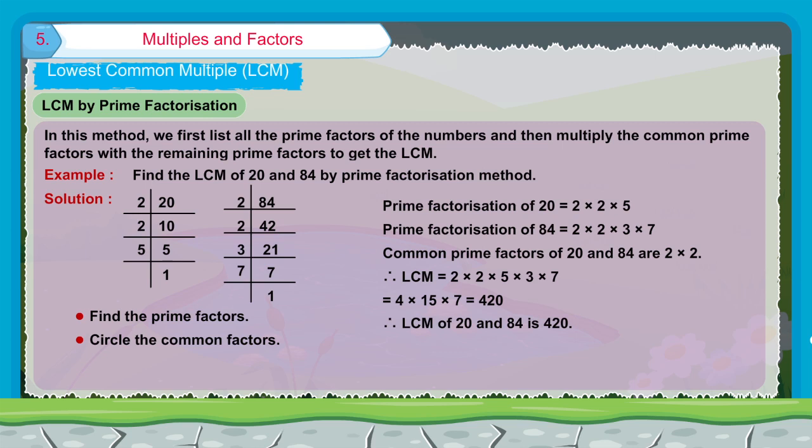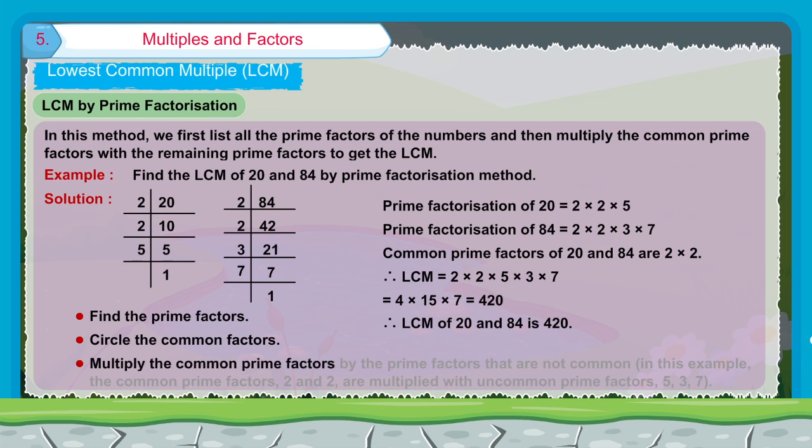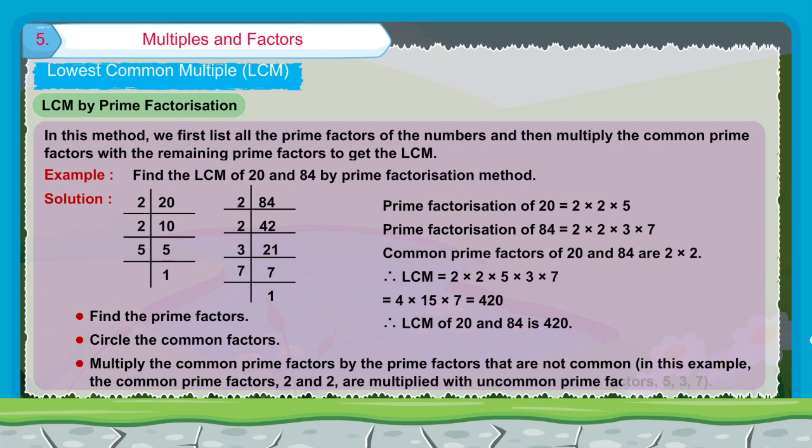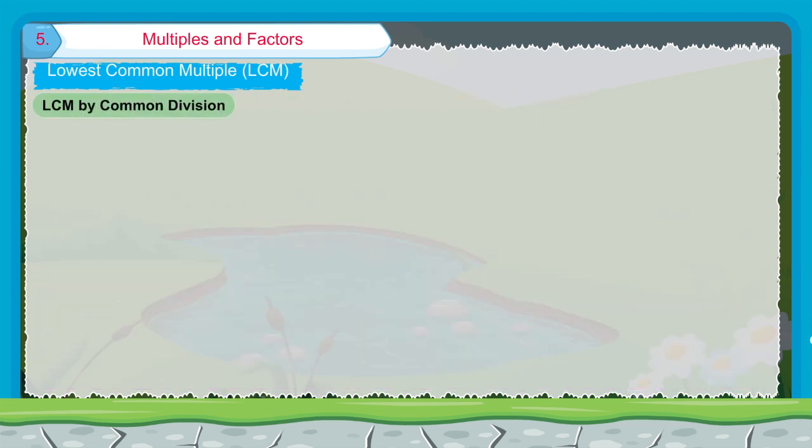Therefore, LCM of 20 and 84 is equal to 420. Multiply the common factors by the prime factors that are not common. In this example, the common prime factors 2 and 2 are multiplied with uncommon prime factors 5, 3, 7. LCM by common division.